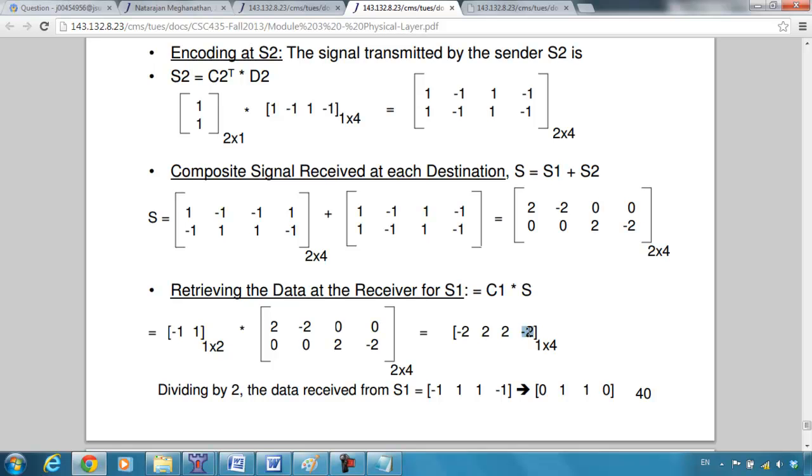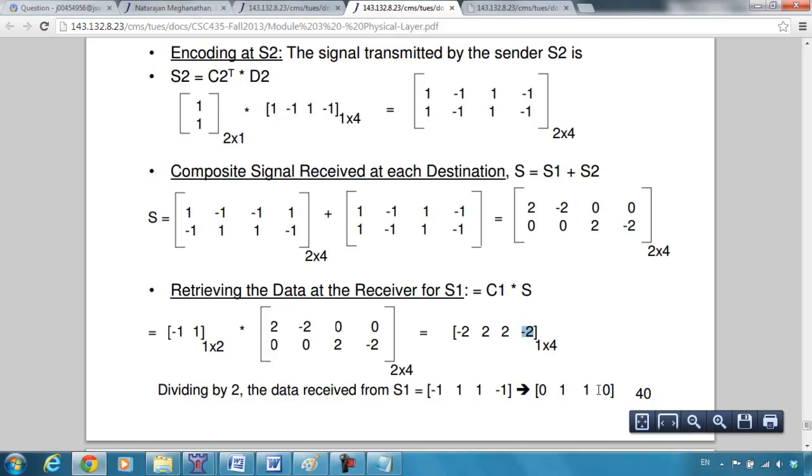So if you notice here, you will get only 2's and negative 2's. So now you can divide this by 2 because we have 2 users associated here to send. So it is negative 1, 1, negative 1. Then now replace all your negative 1's with zeros. So you have the data that sender 1 wanted to send.